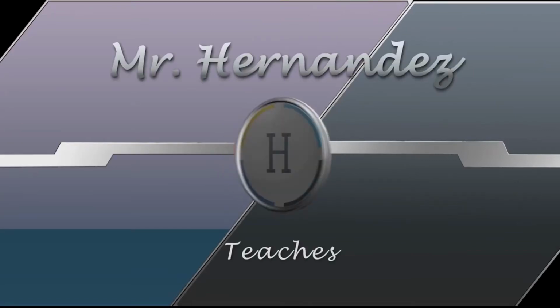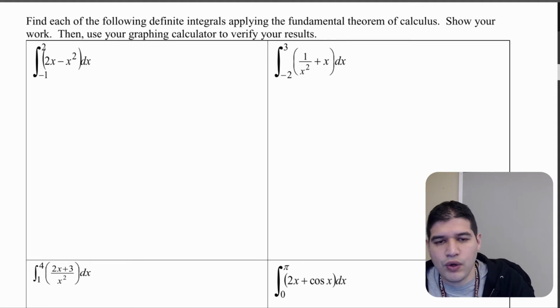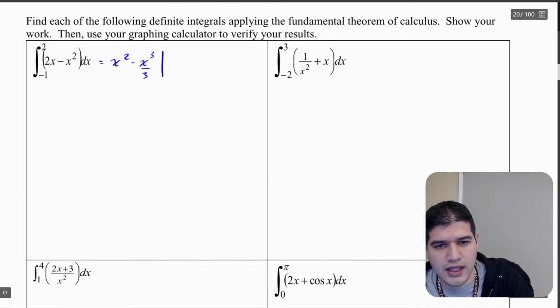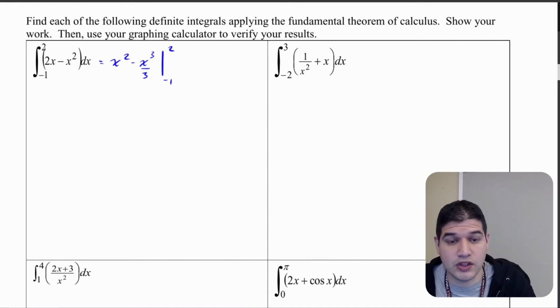So here in our first problem, we're going to tackle it using the fundamental theorem of calculus. So we're going to need to find our antiderivative. That's going to be x squared minus x cubed over 3, and we're going to evaluate this from -1 to 2. So let's go ahead and do our upper bound minus our lower bound.